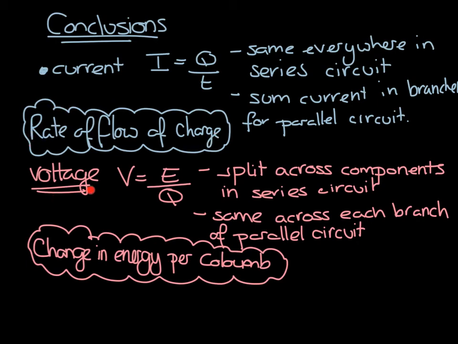The voltage is given by the equation V equals E over Q. So voltage is equal to the change in energy per coulomb. In a series circuit, the voltage is split across the components, but in a parallel circuit, it's the same across each branch. And the voltage is the change in energy per coulomb.